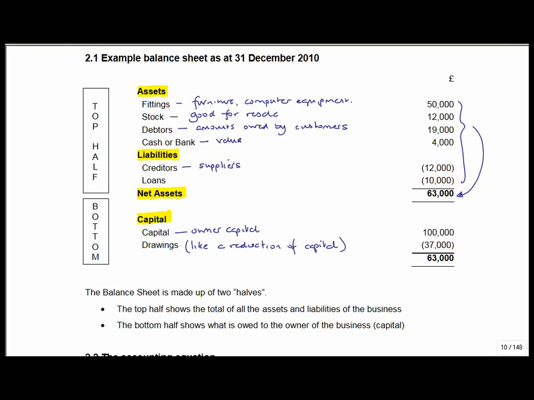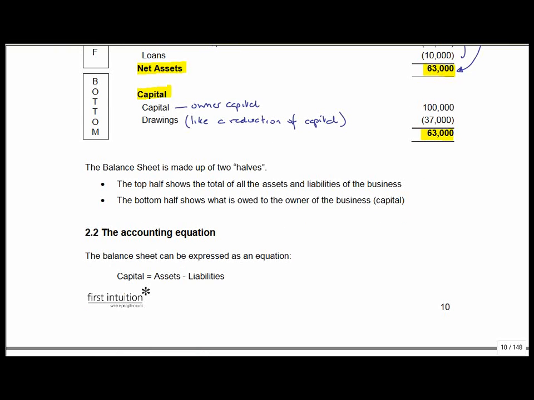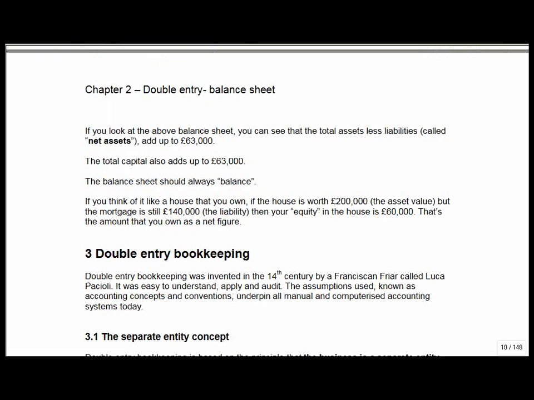Now, it's no accident that the total of our assets less liabilities, net assets, adds up to the same figure as our total capital. This is what's known as the accounting equation. So we can always express our accounts in terms of an equation insofar as capital equals assets less liabilities, or capital equals net assets. So because of this, whenever we produce a balance sheet, it should always balance. And it's true of any situation.